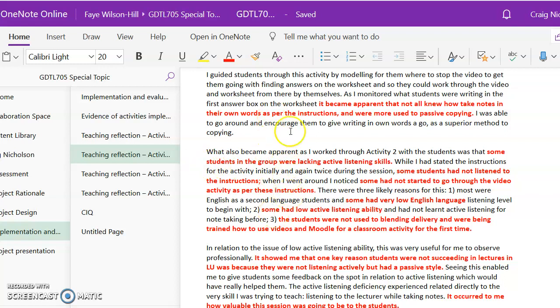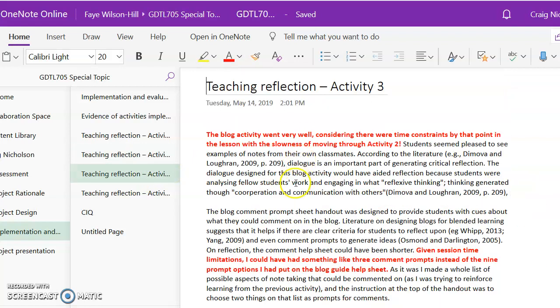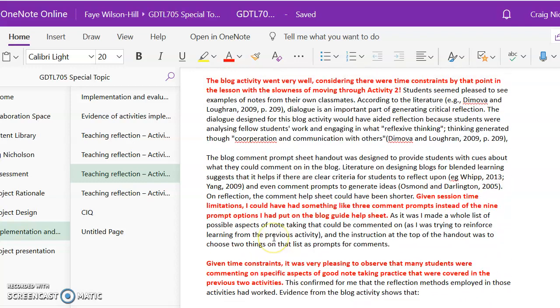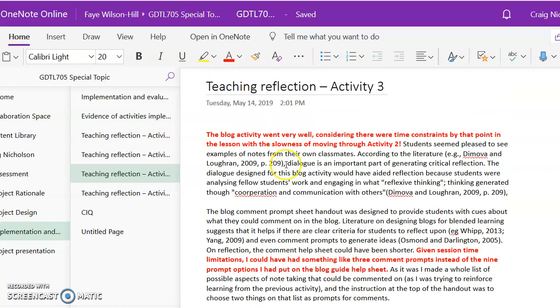This red here shows what I was using to help reevaluate and reflect again on the experience for Activity 2. I'm now going to move on to Activity 3, where I've just highlighted a couple of things as well within this sort of reflection process to talk about the blog activity.